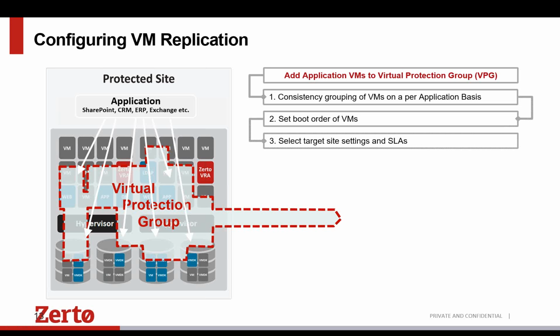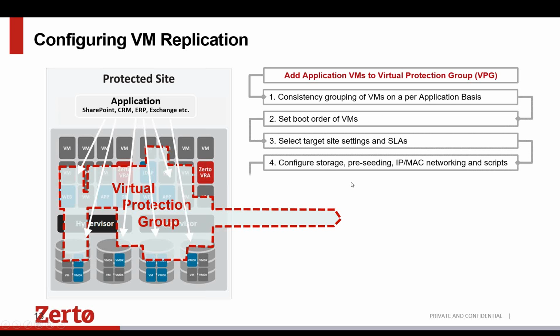You can select the target site settings, i.e. which hosts and networks you want to connect the virtual machines to, as well as specifying the SLAs around that protection. You can configure the target site storage in terms of which data stores you want to replicate virtual machines to. It doesn't have to match the source site. You can pre-seed the virtual machine data so that you don't have to send all of the changes across the wire. We can automatically reconfigure IP and MAC addresses as part of a failover operation or leave them the same.